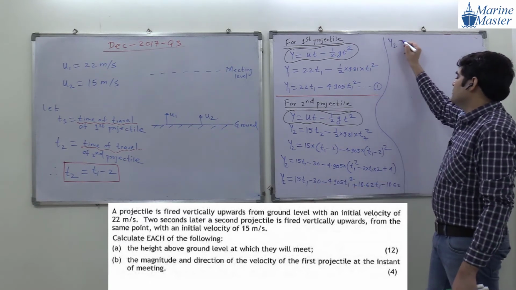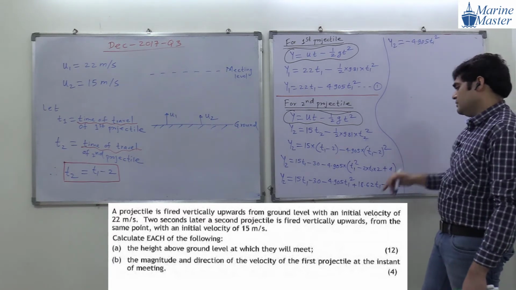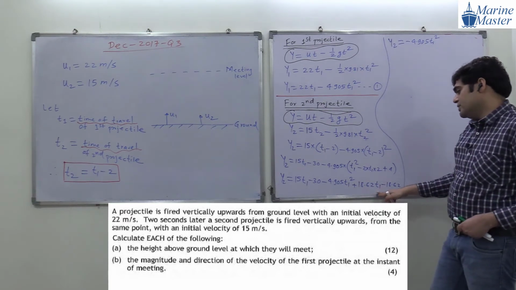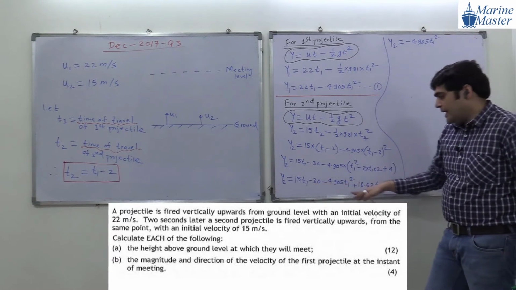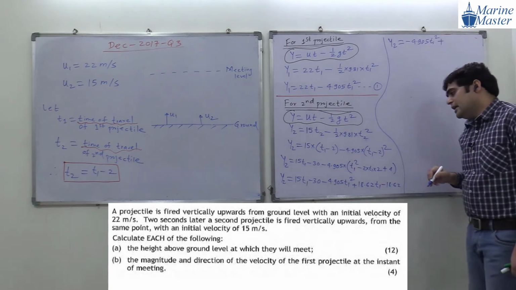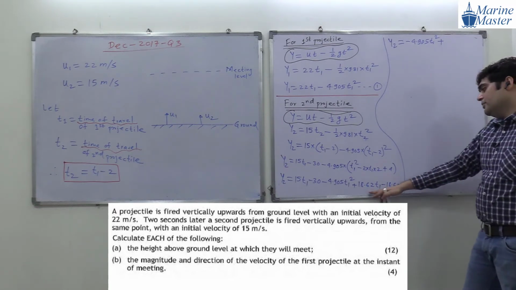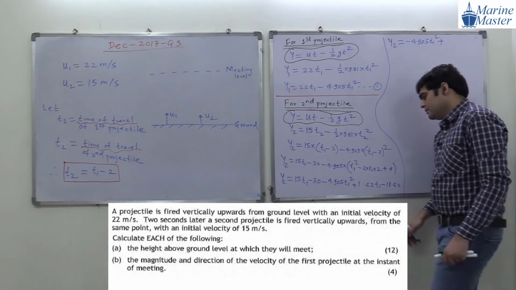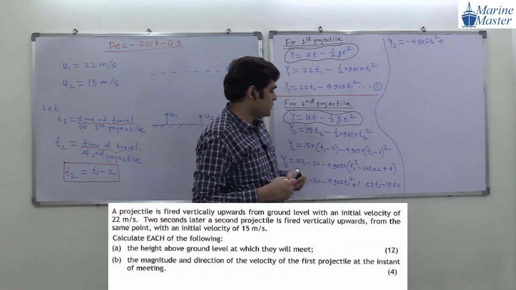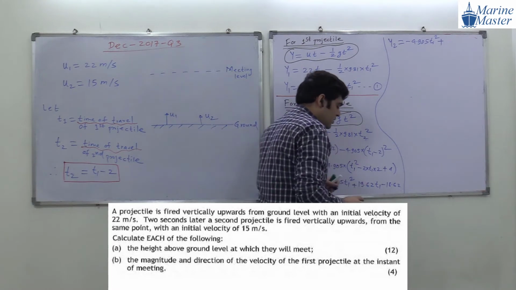So y2 minus 4.905 T1 square, 18.62 T1 plus 15. So this will become what, guys? 33. Please check it, everyone. Let me know if I have done any mistake. This will be what? 18 point or 19? 19 point. Check it, everyone. 4.905 into 4, how much? 19.62. Okay, correct. So this is 19.62.